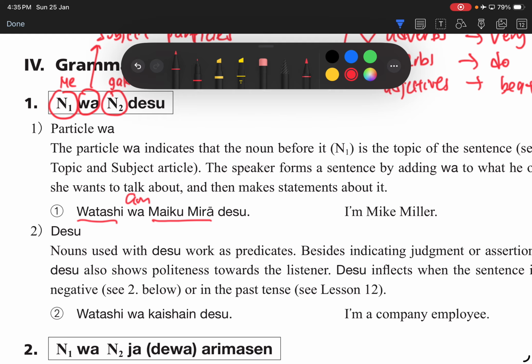We use this particle called wa, which is the subject particle. It tells the subject in this sentence. So far so good?